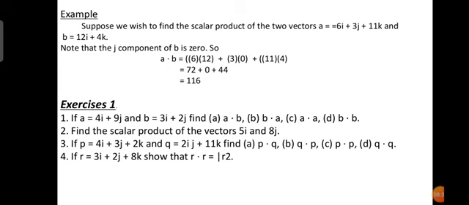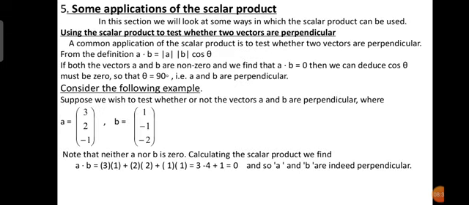Okay, and the next are some applications of scalar products. That means how will you use the scalar product to test whether two vectors are perpendicular. It is given for you that if A dot B is 0, we can say that these two vectors are perpendicular.